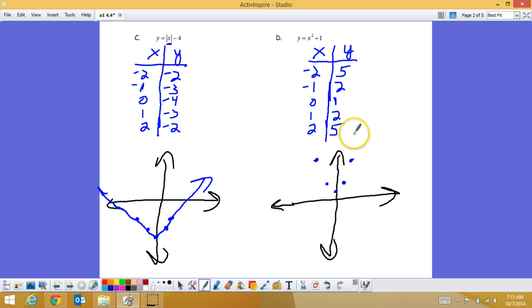Okay, not really a V this time, but more of a curved shape. We call this shape a parabola. But that's what the graph of that function looks like. Tomorrow we will talk about finding the domain and range of these graphs and so on.